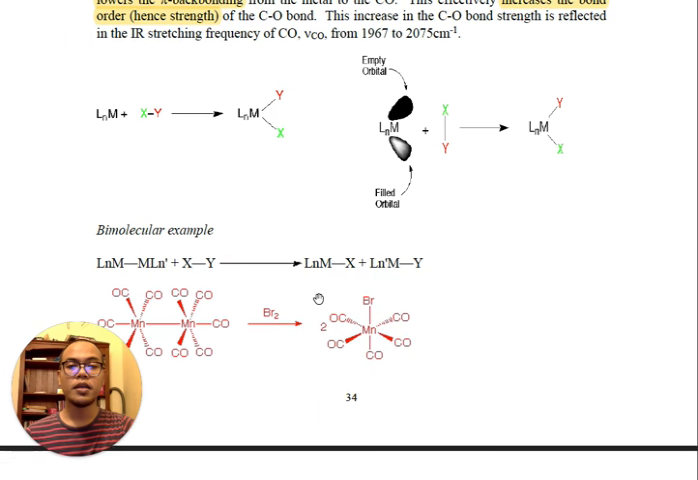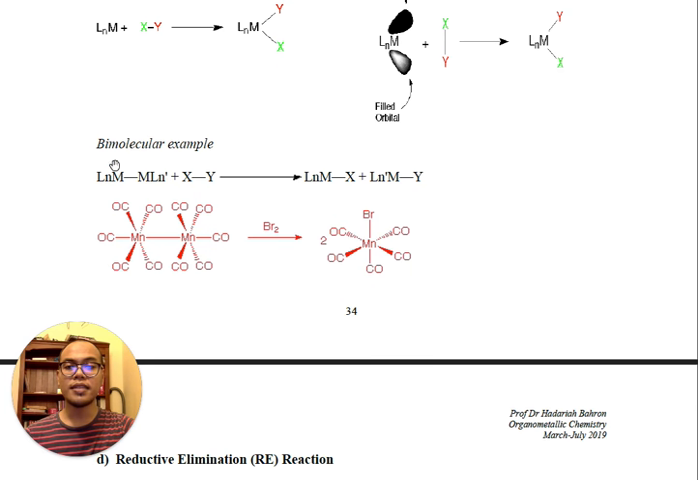Now let's look at this bimolecular example. We have an Mn to Mn bond. Can we break these two? Yes, we can break this into two individual complexes when we add Br2. So you're going to get two newly formed complexes. This falls under oxidative addition.